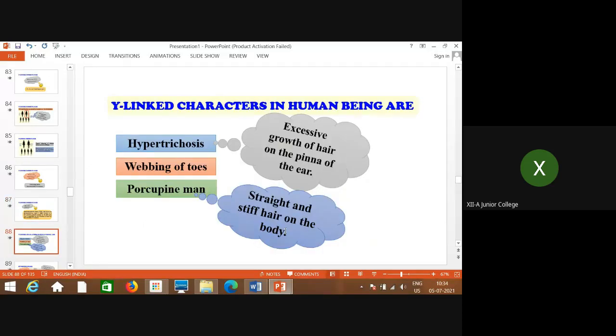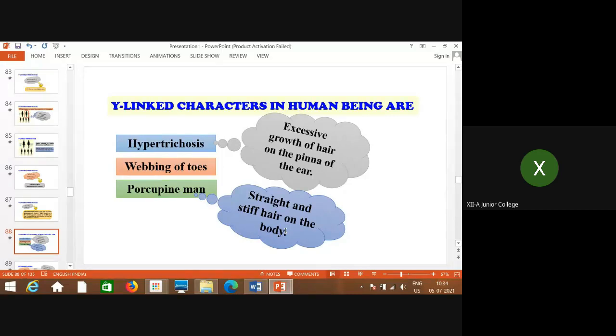So what are these inheritances? Hypertrichosis, webbing of toes, and porcupine man. These are a few, very few. That part is also very small, so very few Y-linked characters are seen. Some of these are the examples. Hypertrichosis means excessive growth of hair on the pinna of the ear. That is called hypertrichosis.